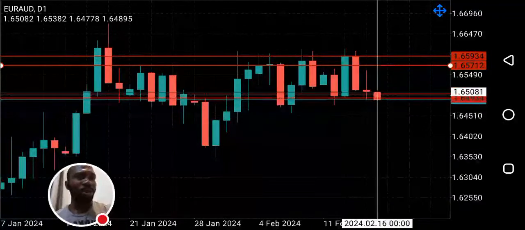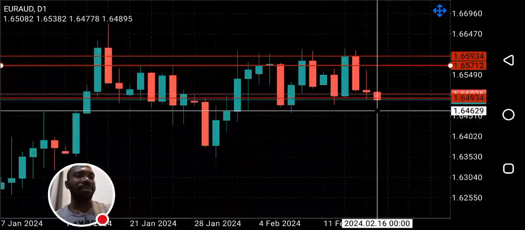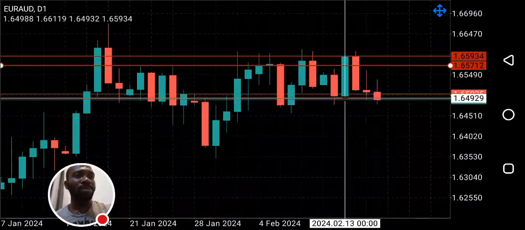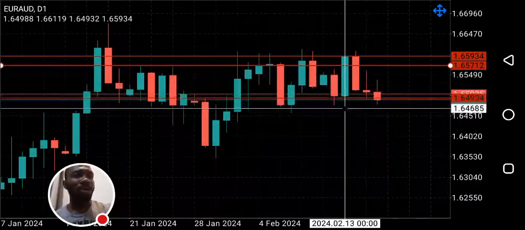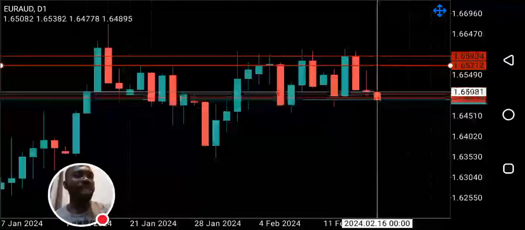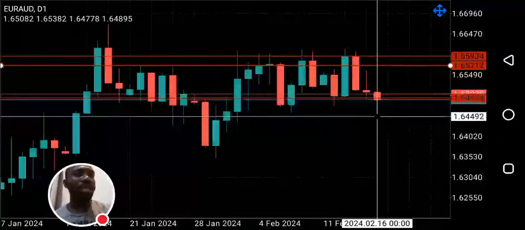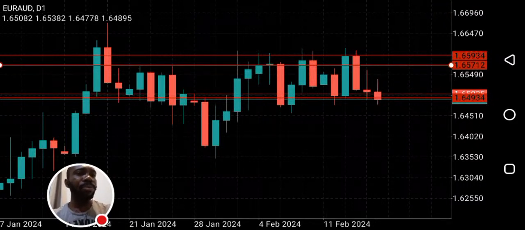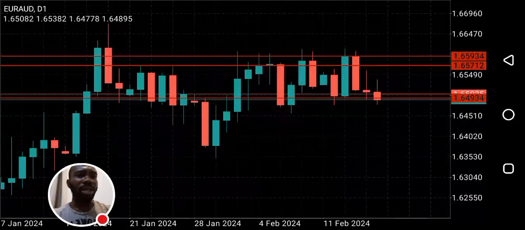This tells me that supply has exceeded demand. The fact that the bears were able to close the price below the low of this bullish candle tells me that supply has exceeded demand. And when supply exceeds demand, what happens to price? Price is expected to go bearish. Price is expected to drop. So my bias on Euro Australian dollar is bearish.